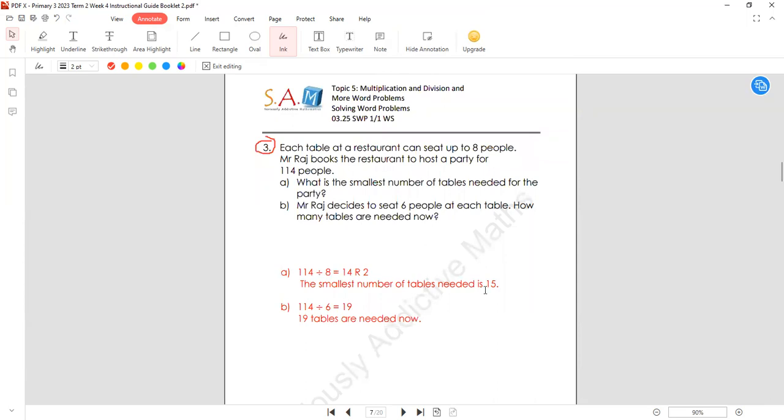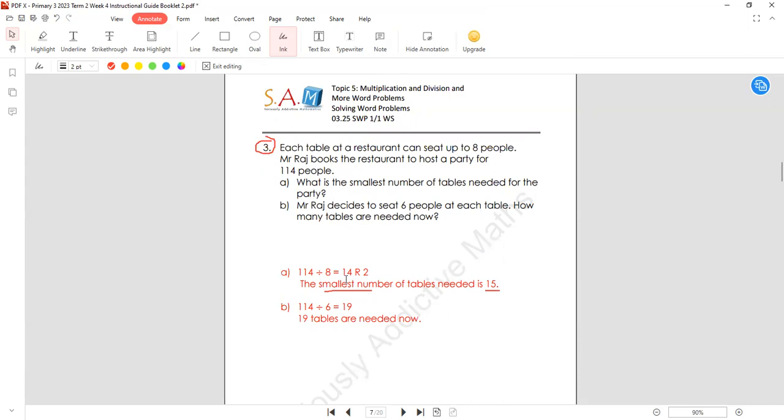All right. Question 3 would require you to explain to them how this works. Each table at a restaurant can seat up to 8 people. Mr. Raj books a table, a restaurant to host a party for 140. So what's the smallest? So 114 divided by 8 will give you 14 remainder 2. Now, many would then answer that the smallest number is 14, right? But is that right?